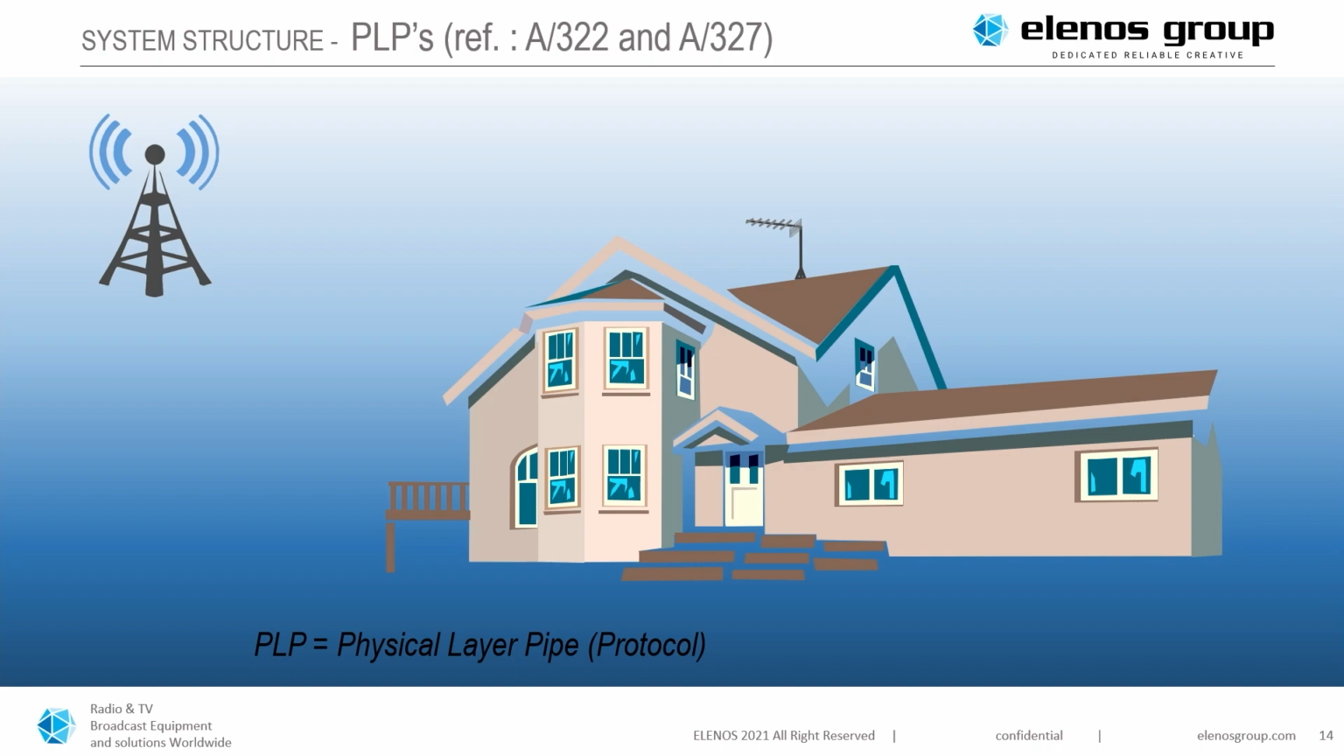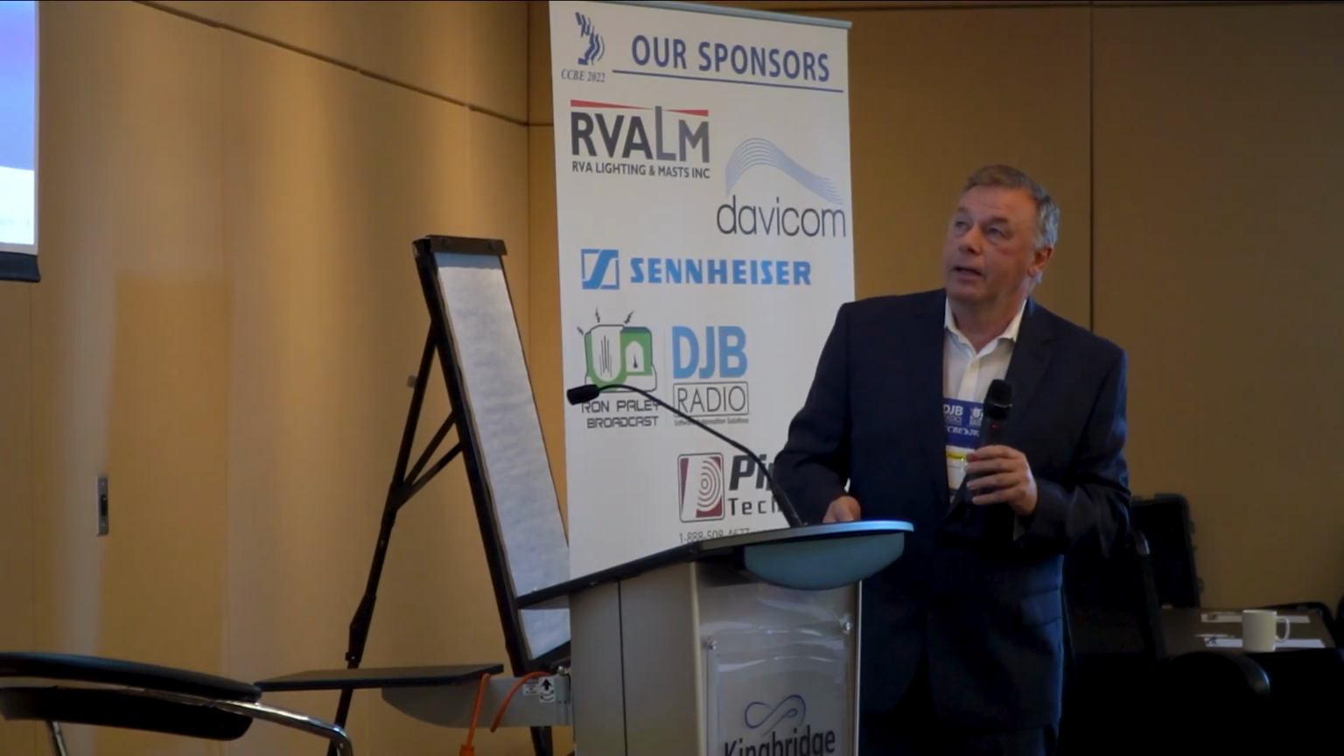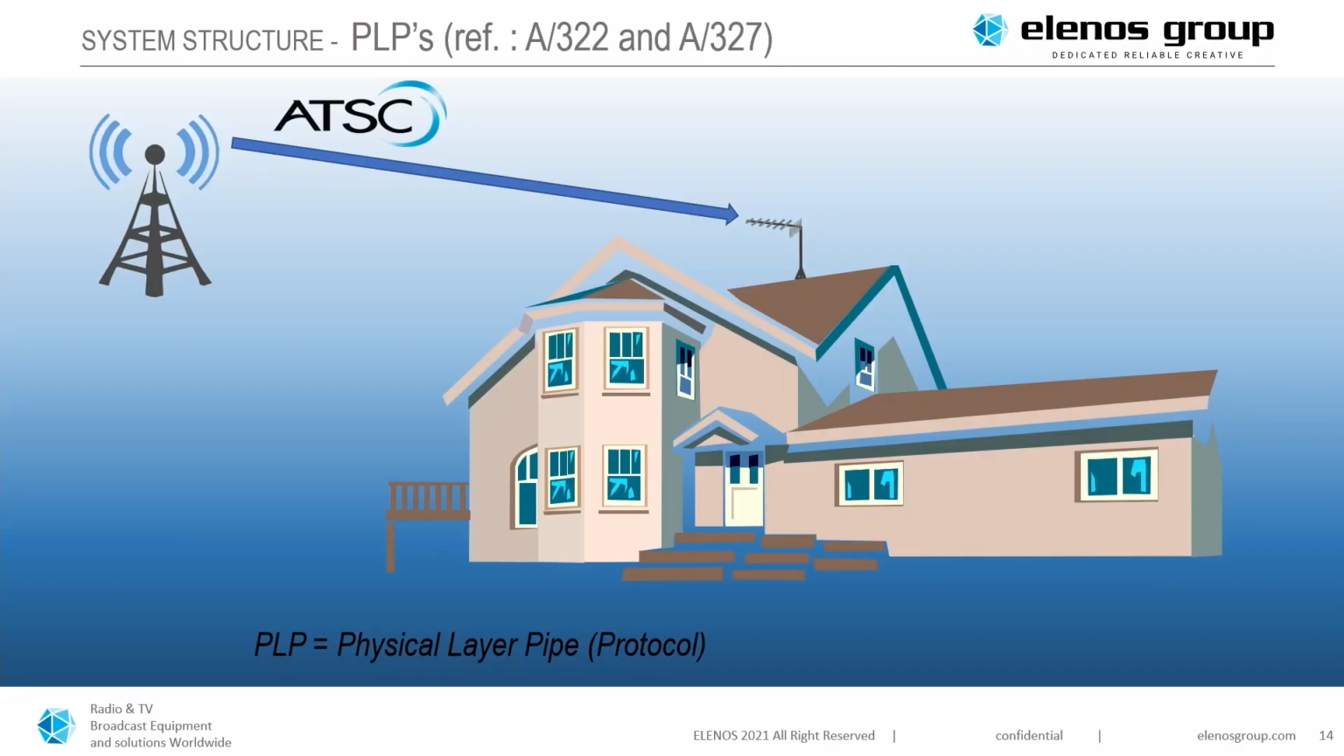So here's your house. I'm now going to explain what a physical layer pipe is, and it's sometimes called physical layer protocol. So today you have one signal. It transmits in one direction, one way, to one type of antenna. It was designed to be received at about 11 meters off the ground. It was designed to be received with an outdoor antenna.